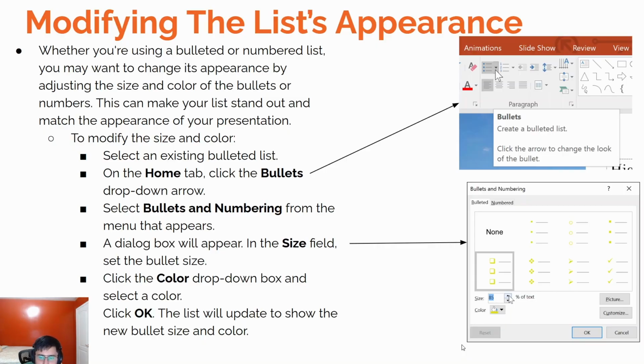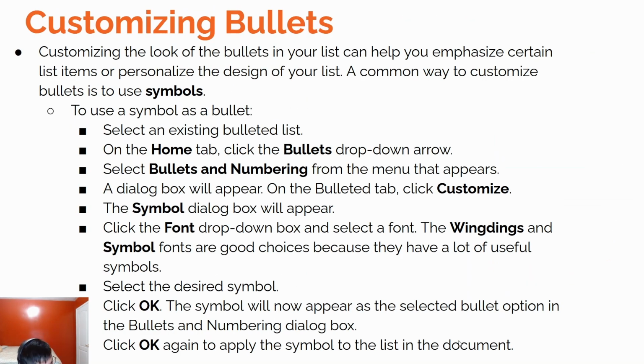Okay, now we've talked about that. Let's talk about customizing bullets. This is in relation to what we covered in that little question that we had at the start of class. Customizing the look of bullets in our list can help us emphasize certain list items or personalize the design of our list. A common way to customize bullets is to use symbols. To use symbols as a bullet, we select an existing bulleted list, then on the Home tab, click the Bullets drop-down arrow, select Bullets and Numbering from the menu that appears. A dialog box will appear. Then on the Bulleted tab, we click Customize, and the symbol dialog box will appear.